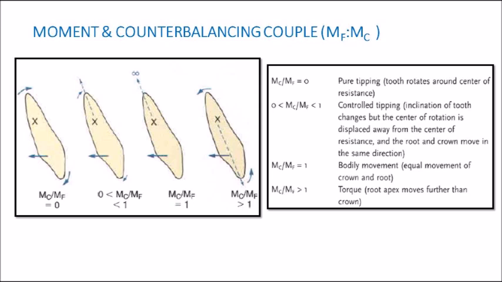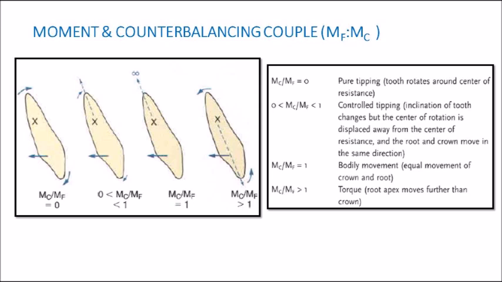Now coming to the final scenario. The final scenario is when your counterbalancing couple is much greater than the force being given. So in such cases the ratio between the counterbalancing couple and the force applied will be more than 1, and here the root will move more than the crown. So there will be a torquing tooth movement. So we have seen 4 scenarios.